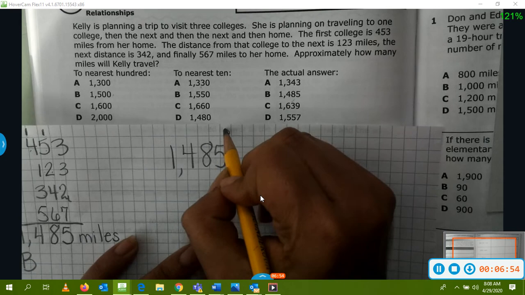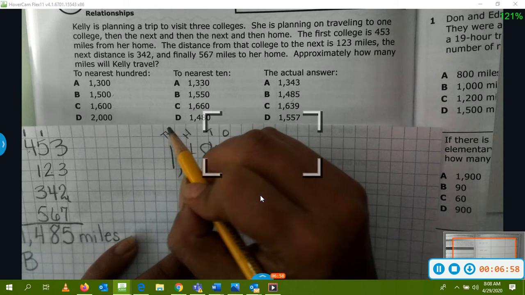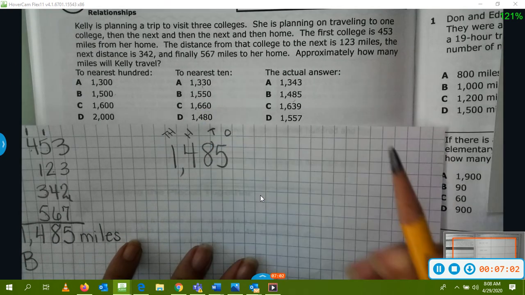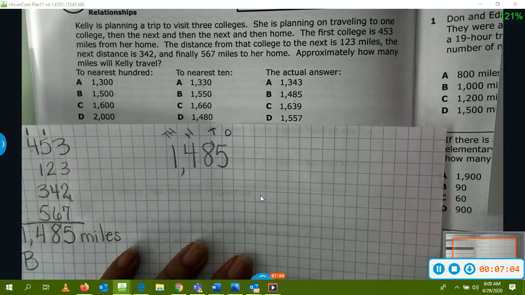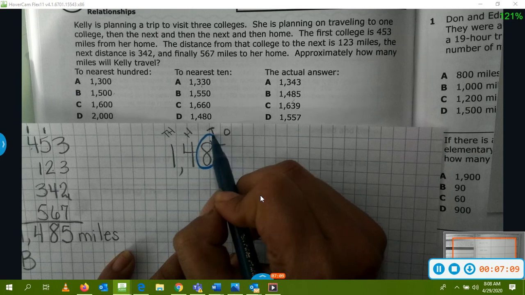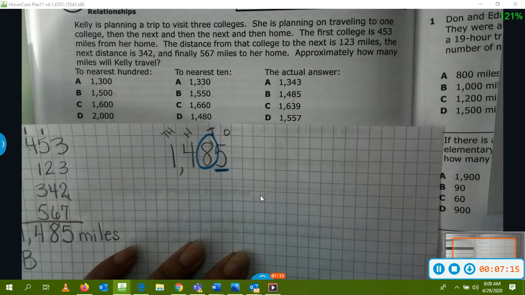So, this is your ones place. This is your tens, your hundreds, and then your thousands. So, here we go. Find the place value and circle that digit. I'm going to circle the tens place because it's asking me to round to the tens place. Then I'm going to move to the right and we underline it.